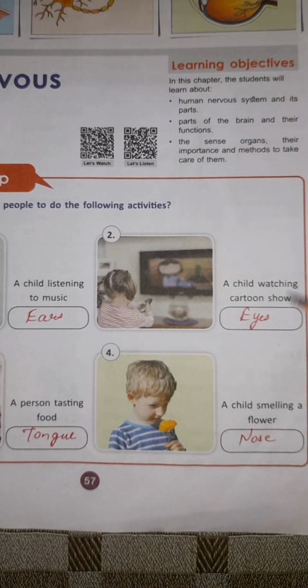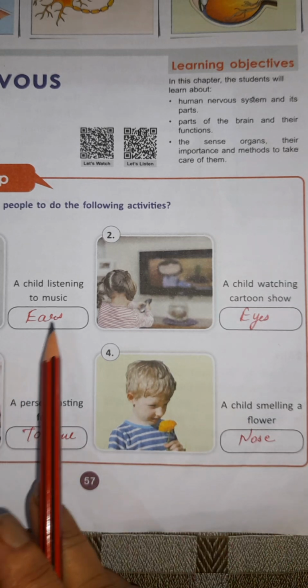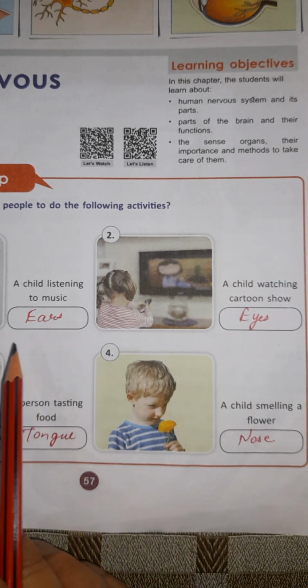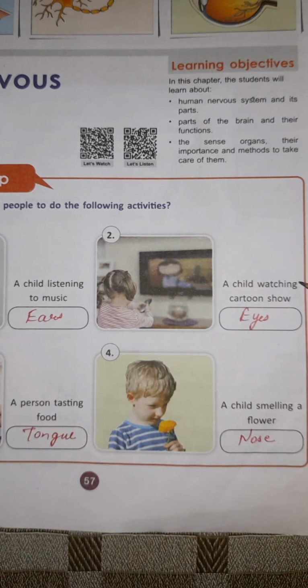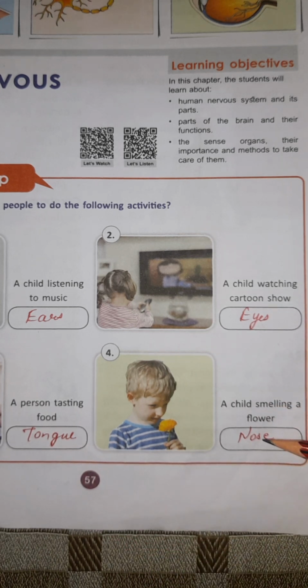Page number 57. Warm up. A child listening to music, which sense organ will he use? Ears. A child watching a cartoon show, he will see by using eyes. A person tasting food, by tongue. A child smelling a flower, he will use the sense organ nose.